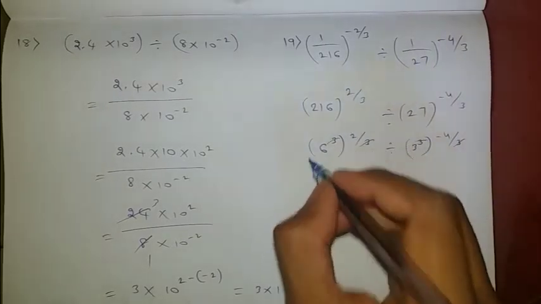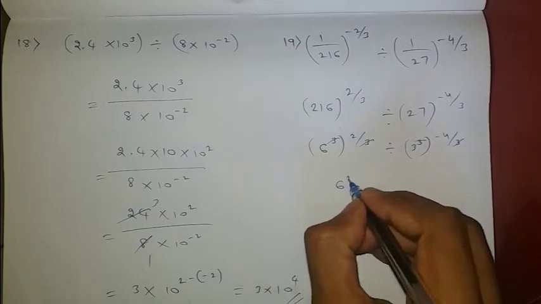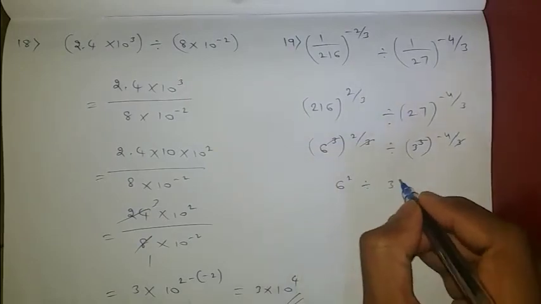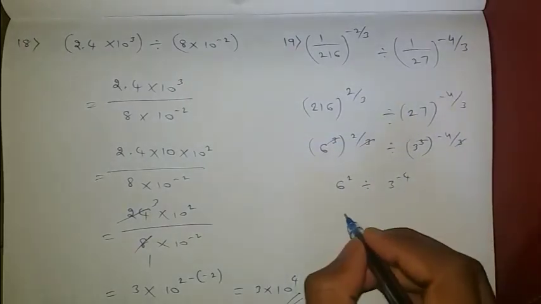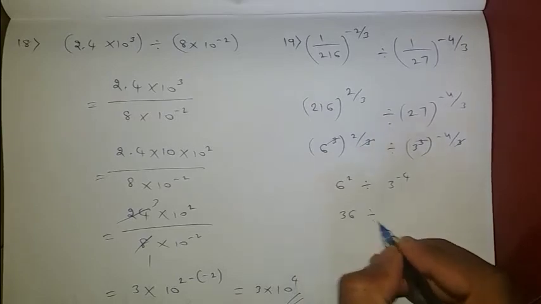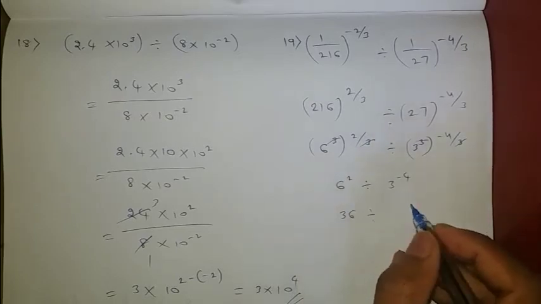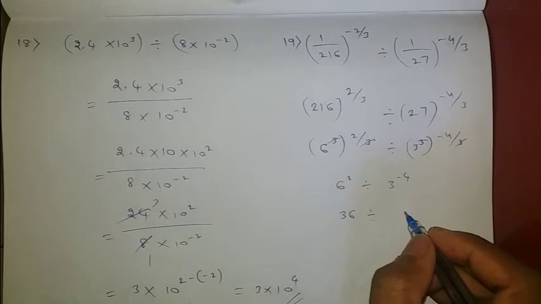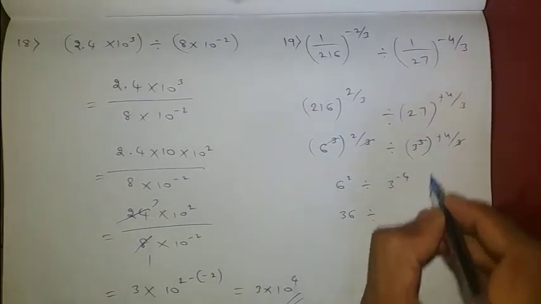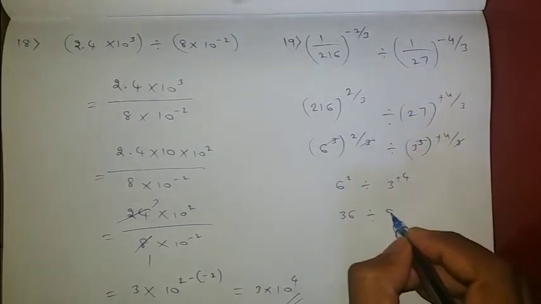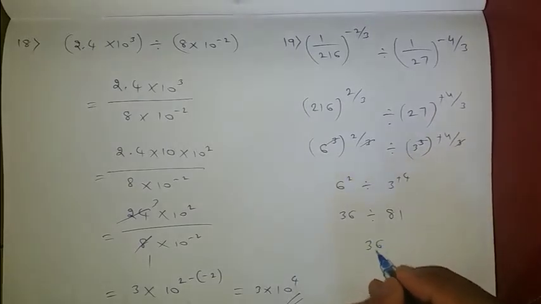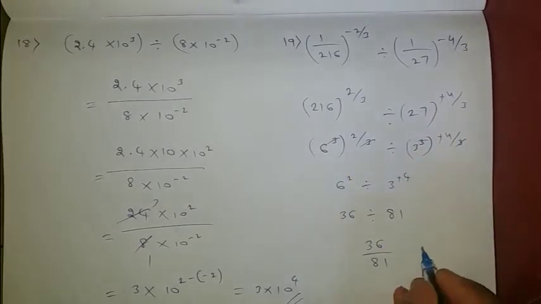The 3s cancel, the 3s cancel. So we remain with 6 squared divided by 3 power -4. 6 squared is nothing but 36, divided by 3 power -4. Oh, sorry, here plus 4 will come, right? Okay. So 3 power 4 is nothing but 81. So our final answer is 36/81.